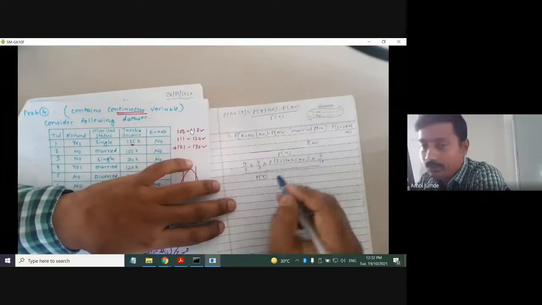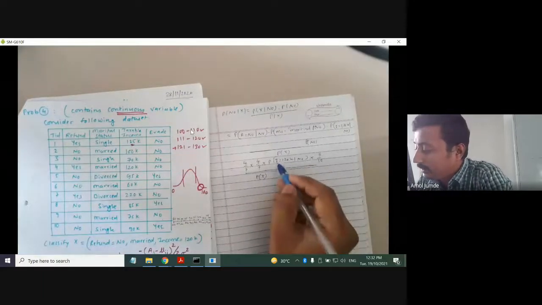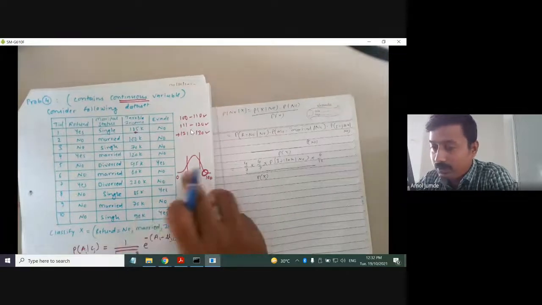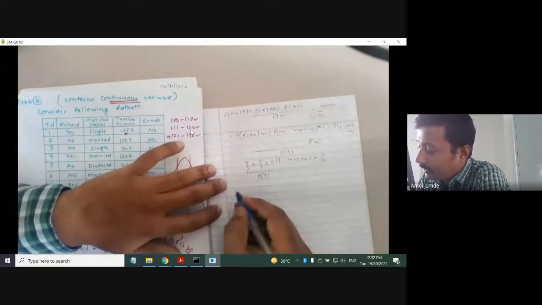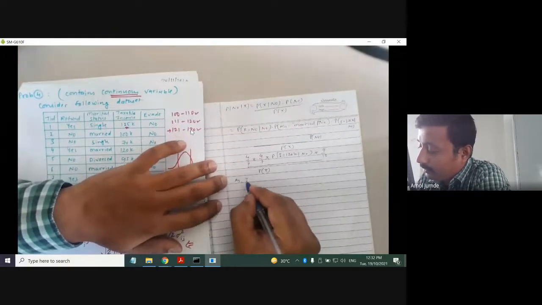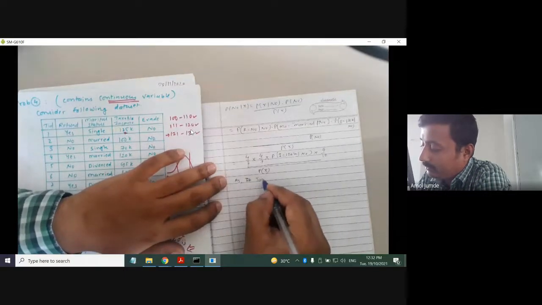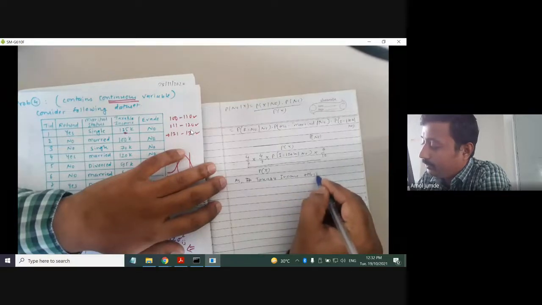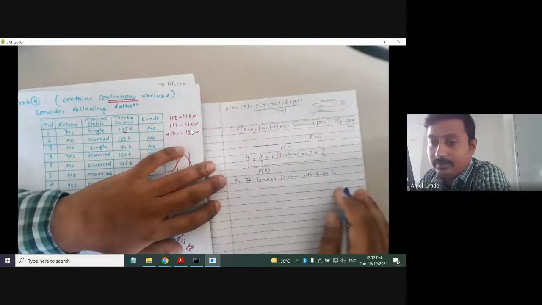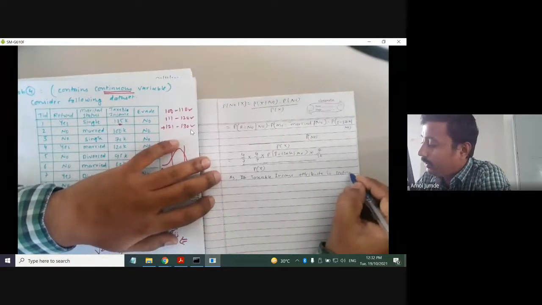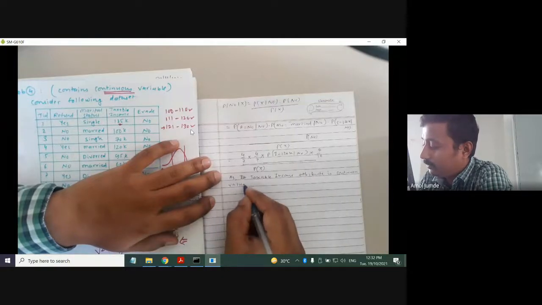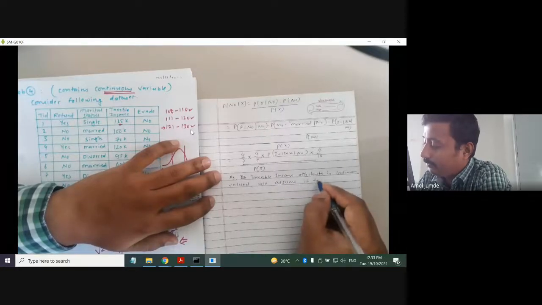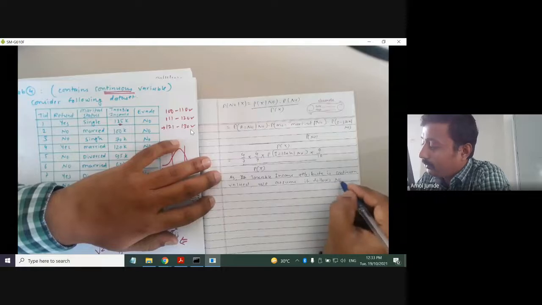This we don't know. How to calculate, as this income column is continuous valued? We have to make one assumption that it follows the normal distribution. Write that assumption: the taxable income attribute is continuous valued, we assume it follows normal distribution.